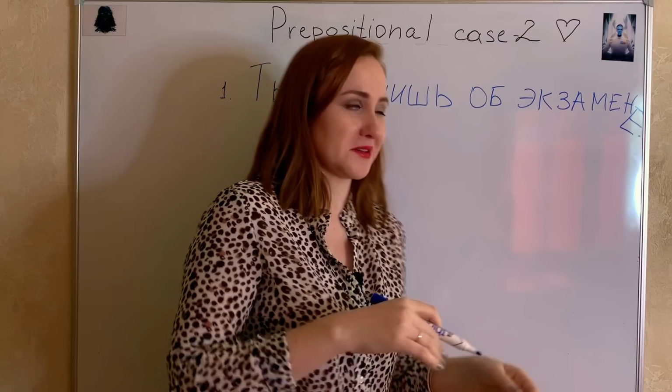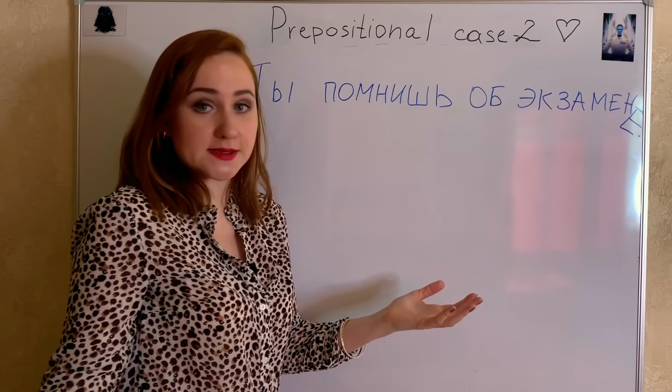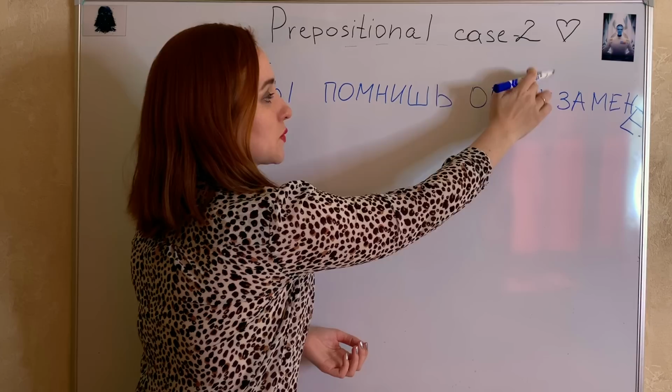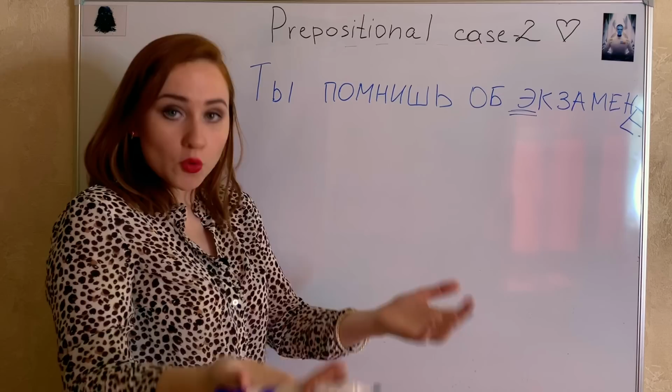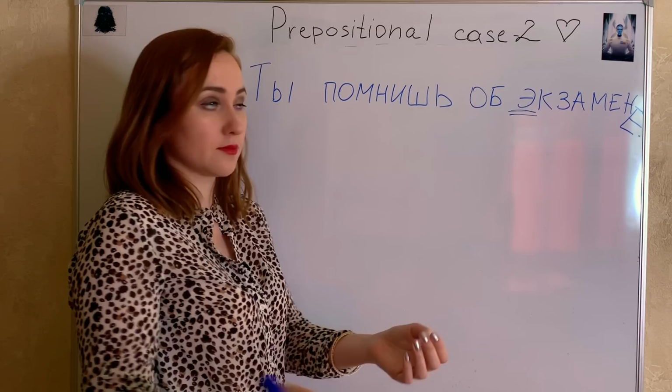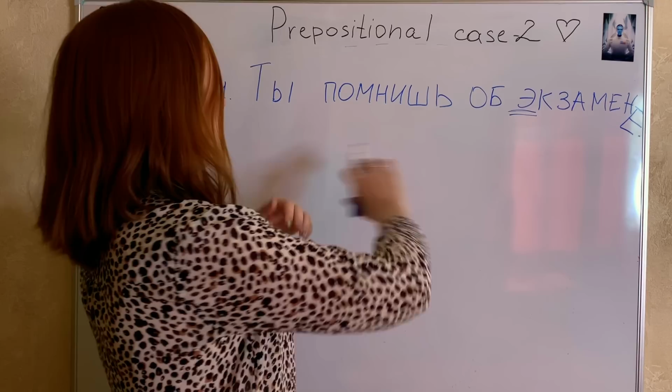So do you remember about the exam? Ты помнишь об экзамене? You see, it starts with «э», so we use «об». Ты помнишь об экзамене? Repeat after me. Ты помнишь об экзамене? Again, об экзамене. Like one word. Ты помнишь об экзамене? Do you remember about the exam?